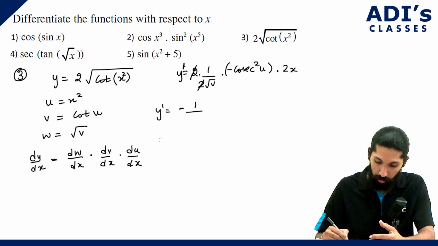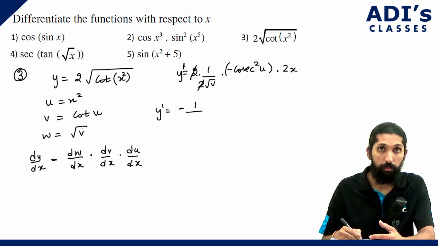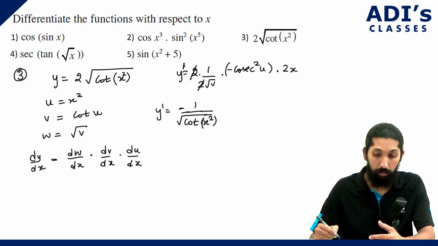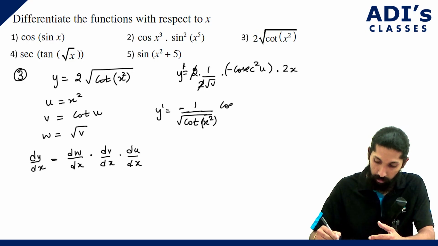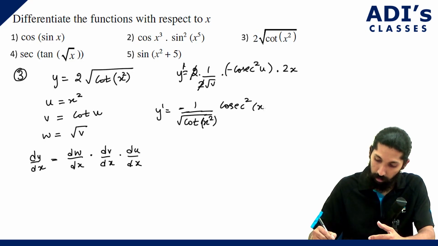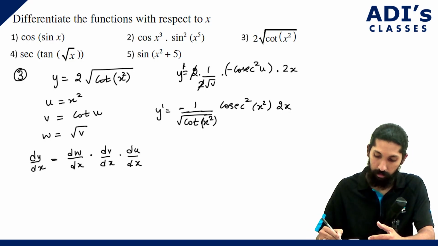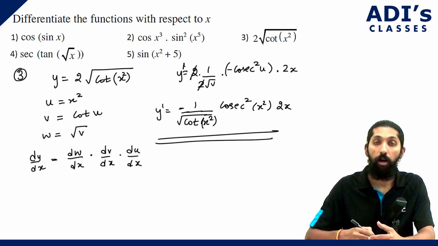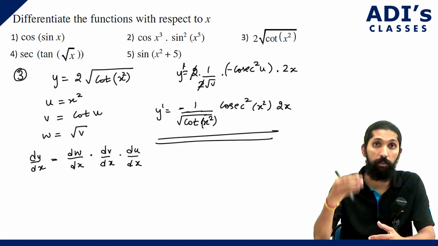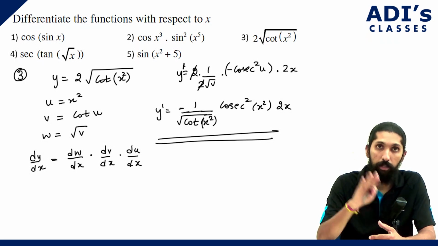So y dash is equal to minus 1 by, what is v? Cot u, correct? So root of cot u. What is u? u is x square. Cot of x square. Minus 1 by root of cot x square into cosecant square u, u is x square, into 2x. This becomes the final answer for the third question. So this is how you do it for composite functions. You go inside, get the values.